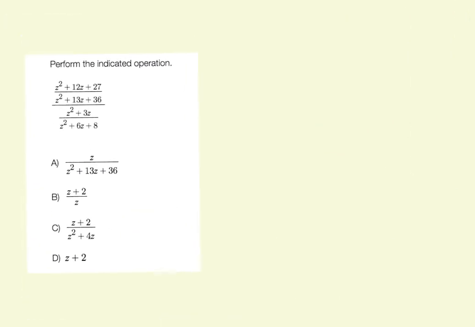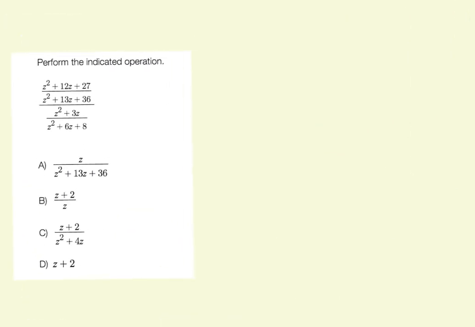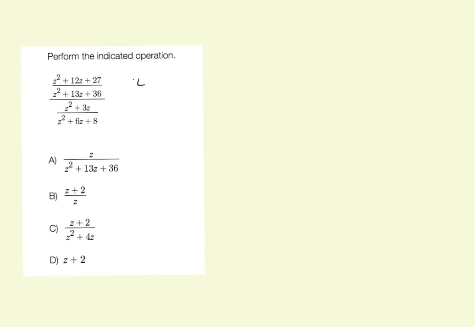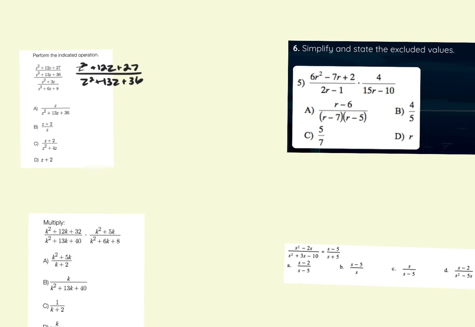For these, so this first one, this is division. And I'll be honest, it won't be written as a stacked fraction like that for dividing. It will have the division sign in between. But you're going to have to rewrite it. So I would do z squared. And then I would flip the second one.